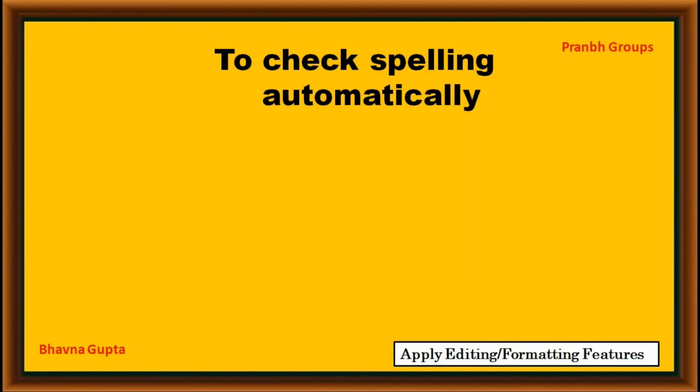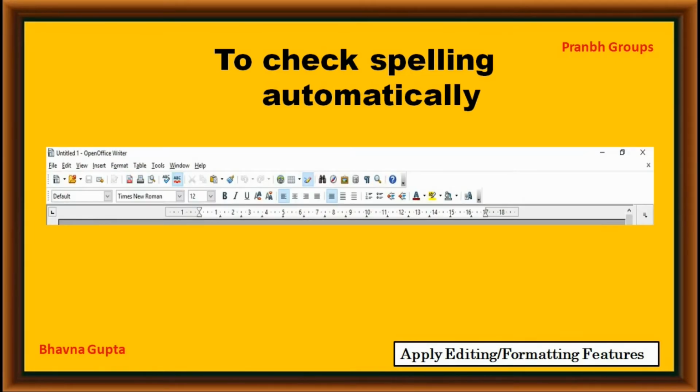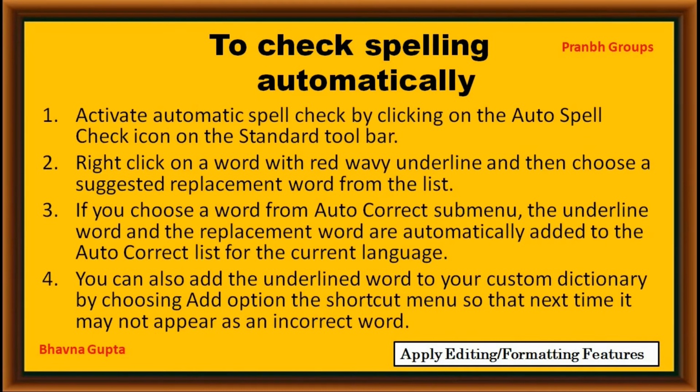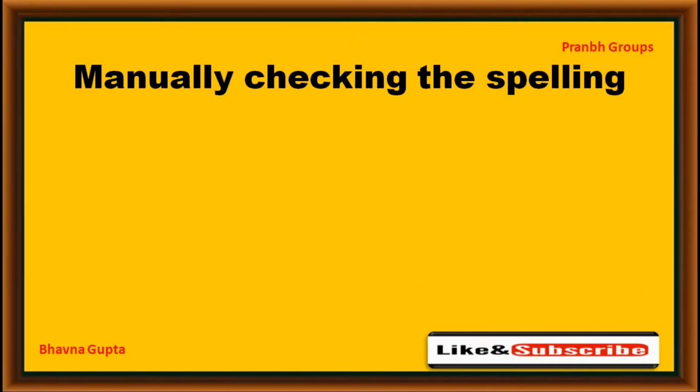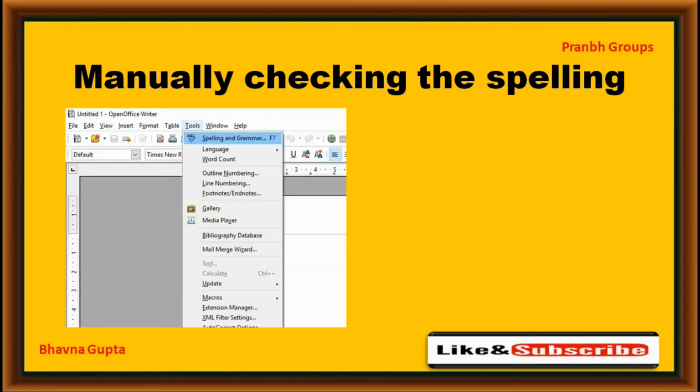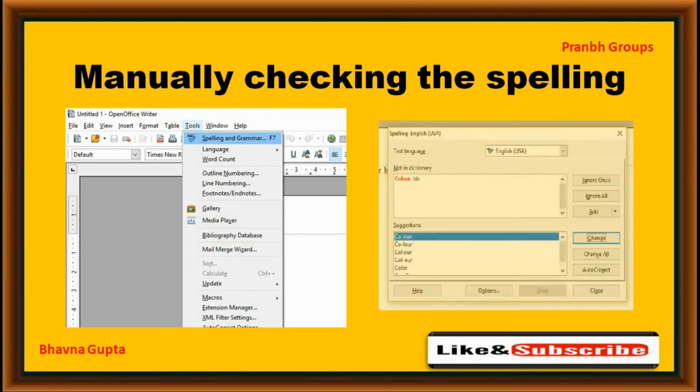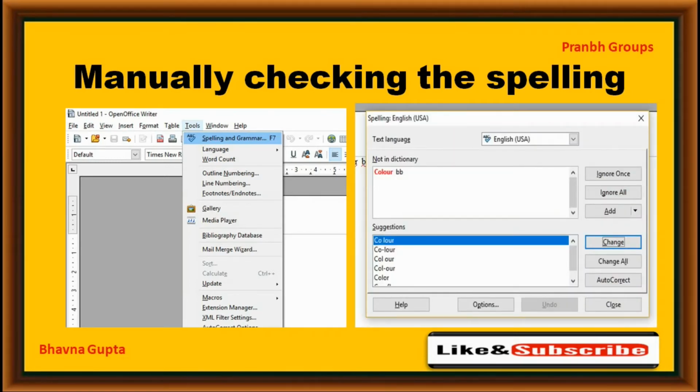To check spelling automatically, activate automatic spell check by clicking on the auto spell check icon on the standard toolbar. Follow these steps to check spelling automatically. If you are checking the spelling manually, when you use Writer to create a document, you can check spelling manually. The spell check starts from the current cursor position or from the beginning of the text selection.